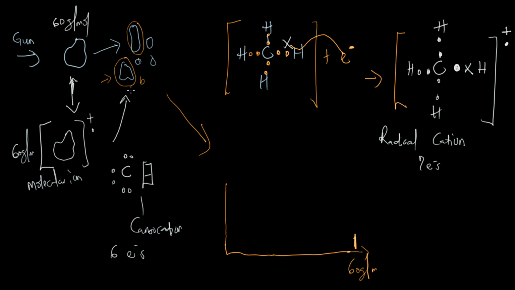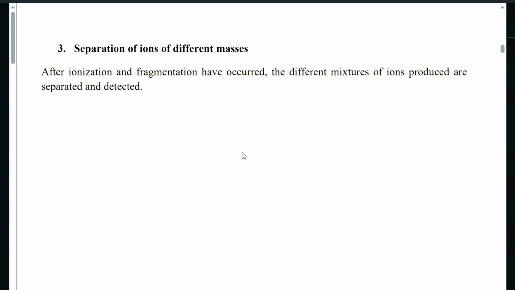Let's call this A, let's call this B, C, let's call this D. So this is A, and we're going to see the next one, B, according to masses, C, and we're going to see D and all of that. So this is increasing masses. So basically, separation of ions according to their masses occurs also. So let's see the next thing here.